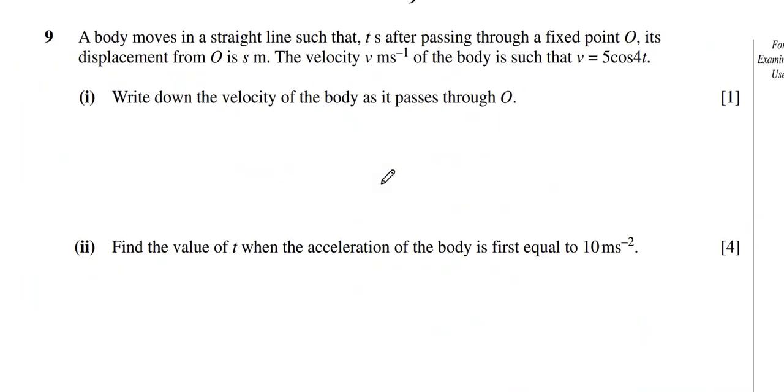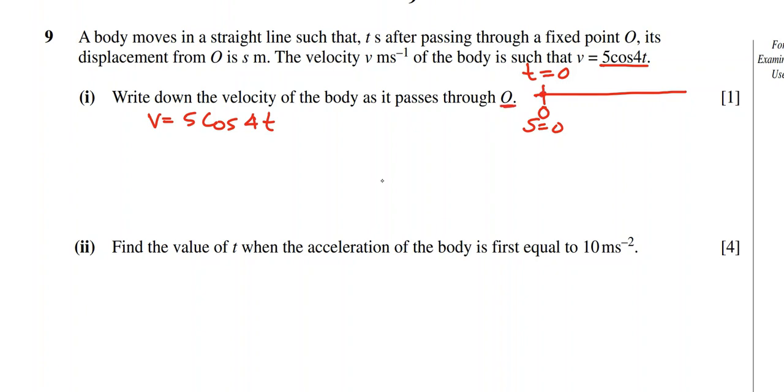Number 9. A body moves in a straight line such that t seconds after passing through the point O, let me draw it. This is the point O. So here we will count time equal to 0 and the distance from this same spot is 0. Its displacement from O is s meters and velocity v, and the motion of the body is such that v is 5 cos 4t. Write down the velocity of the body as it passes through O.